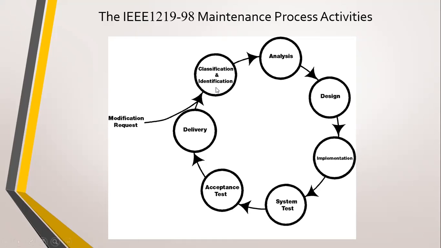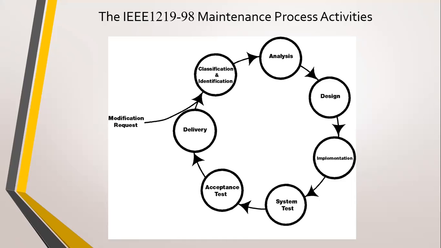This diagram starts with classification and identification. It's our initial stage, and it involves activities for identification of the requirement of modification or maintenance. The next stage is analysis. In this stage, the modification is analyzed for its impact on the system, including safety and security implications.